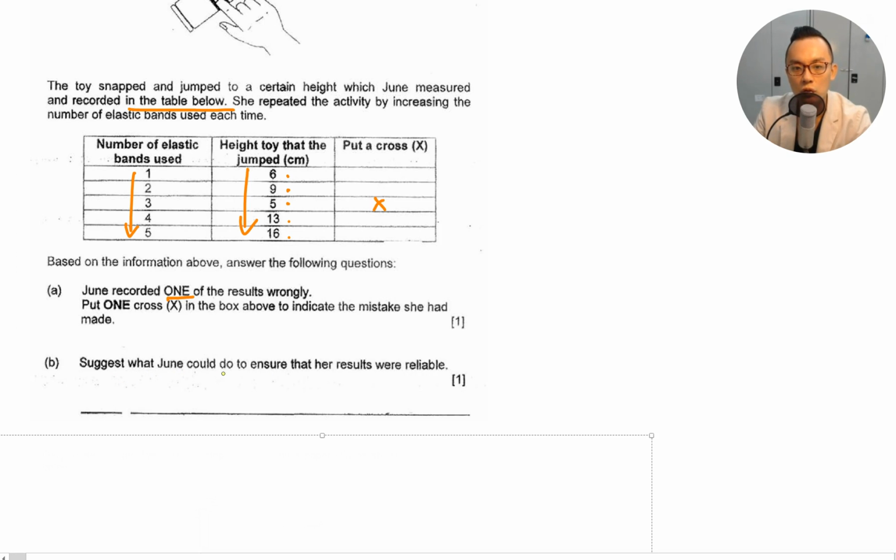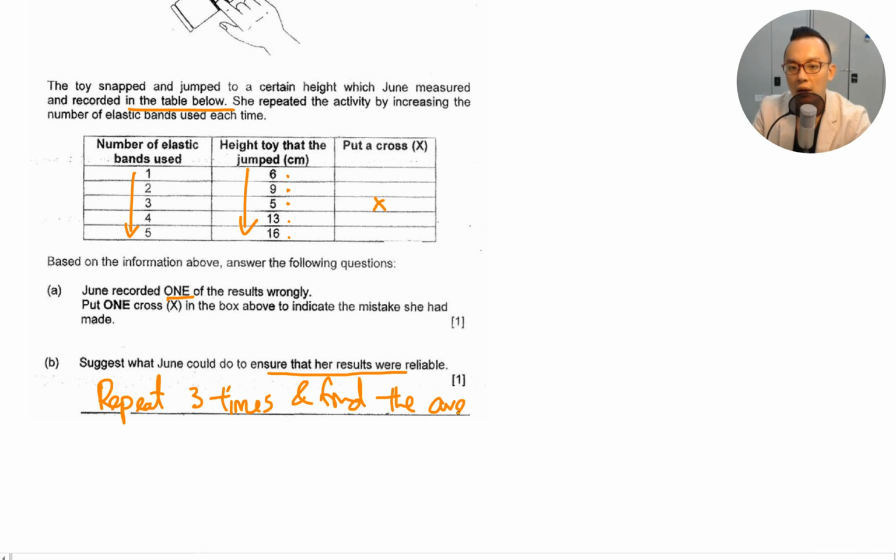Suggest what June could do to ensure that her results were reliable. So standard one, what you can do to ensure your results are reliable is to repeat 3 times, repeat the experiment 3 times and find the average. So that's a standard answer. Every time they ask for this, repeat 3 times, find the average.